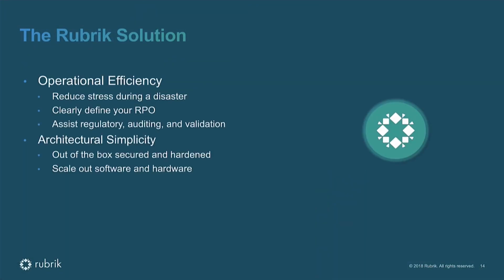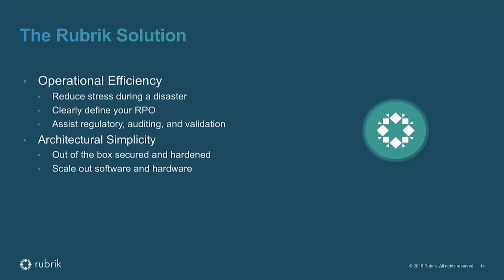The Rubrik solution itself boils down to two key pillars. One is operational efficiency. We can leverage our automation and policy-driven design to save time and technical debt, clearly define the RPOs, and have the ability to shift as the business needs. The second is our easy-to-use interface. We want to reduce the stress during a disaster, and we also want to simplify the operational procedures. The third is that we can automate and use our APIs to create workflows and repeatable tasks.